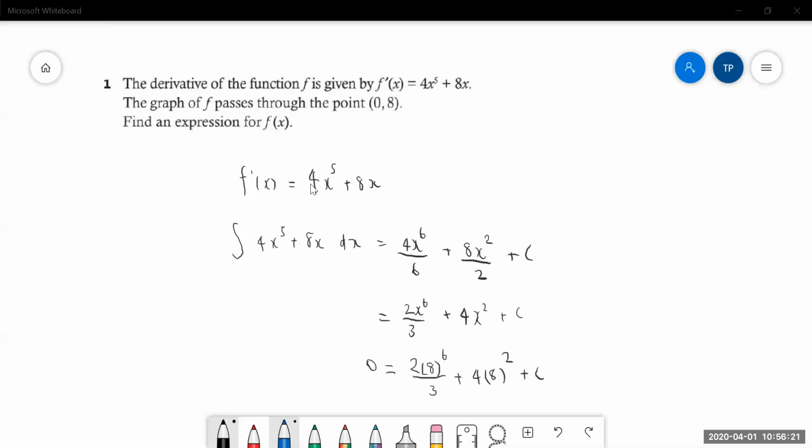Okay, I'm back. 4x to the power of 5 plus 8x. So I'm going to find the expression for f(x). You integrated this. Good. I think it's wrong. So this integration is correct, but the last... this is technically your f(x), really, right?